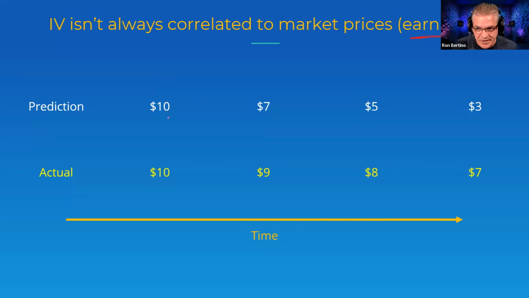So we start off with the price of the option contract being $10. Let's start at the same point here, so the actual is matching the prediction. But then we said that 5 days later, our fancy formulas from Black-Scholes told us that that option contract should be worth 7. But in actuality, it's currently worth 9.